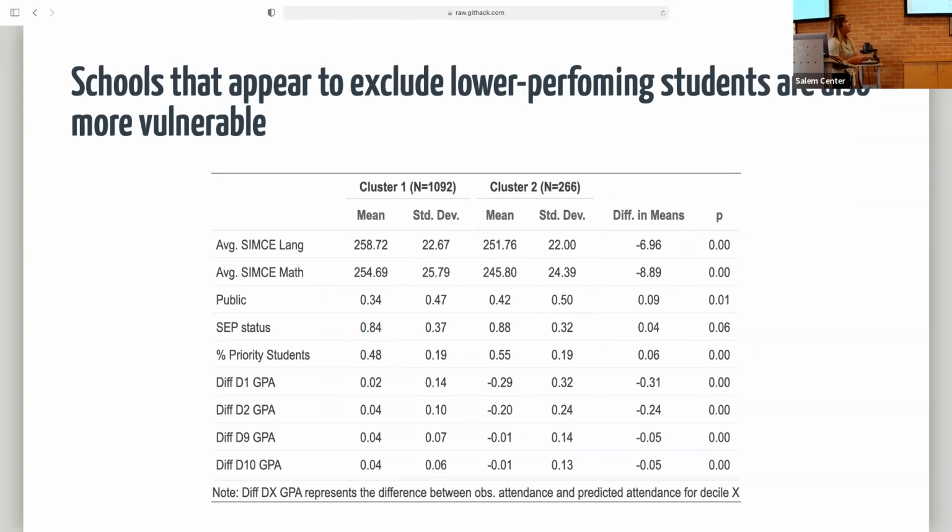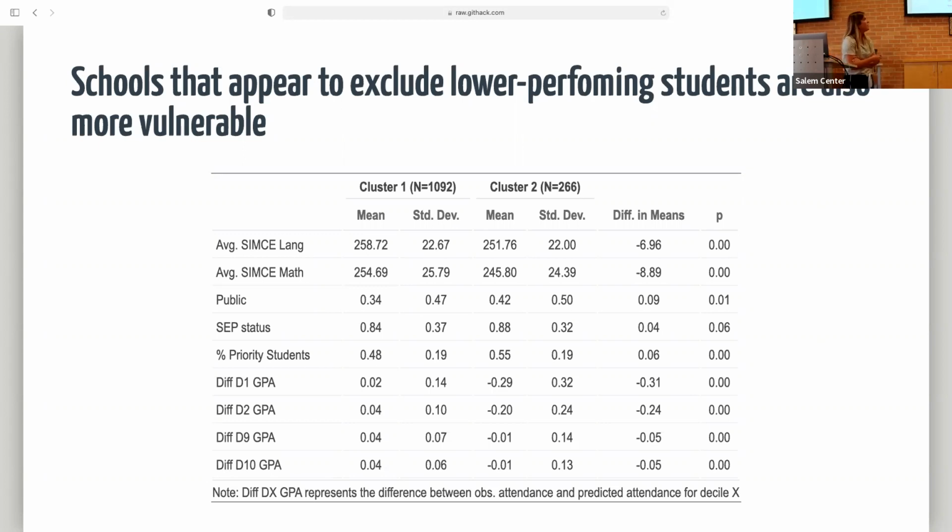So if we look at cluster 2, if you look at the difference in decile, it seems that cluster 2 are the ones that are gaming the system to a certain extent, right? They're the ones that are showing the biggest differences between observed and predicted attendance, right? And there's not much going on in cluster 1. So you would think that these are the schools that are not necessarily doing anything explicit to exclude these students, while cluster 2 are the schools that might be using these exclusion mechanisms in order to perform better, right?